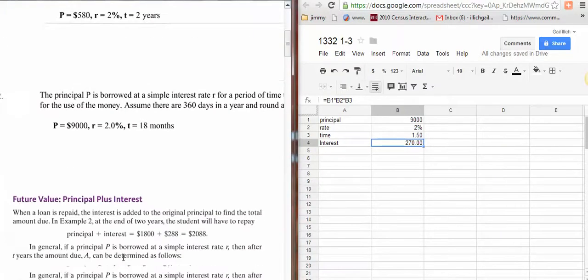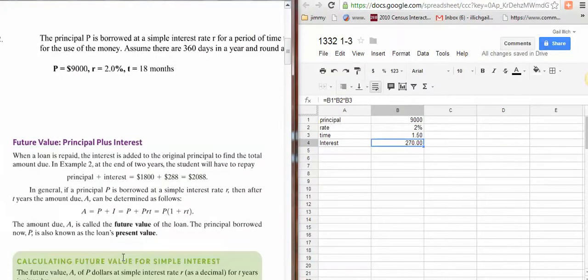All right, now there's a new concept called future value. When a loan is repaid, the interest is added to the original principal to find the total amount due.